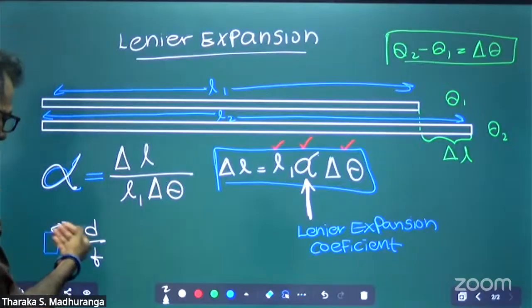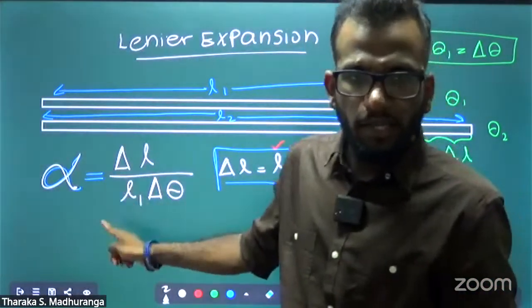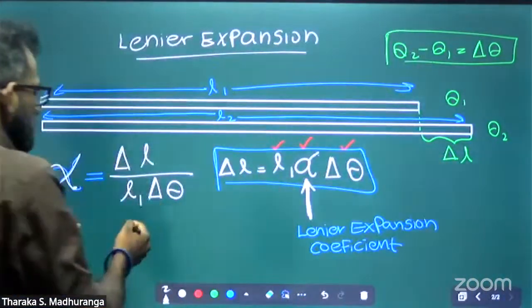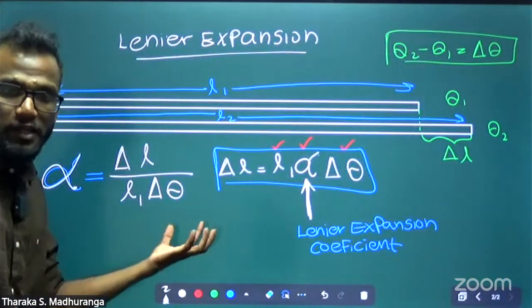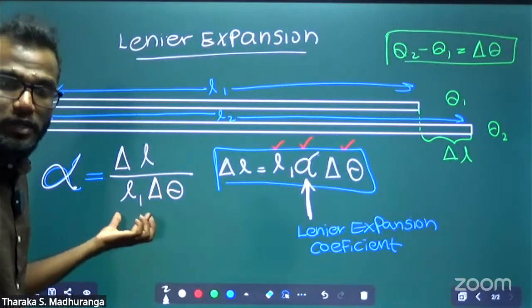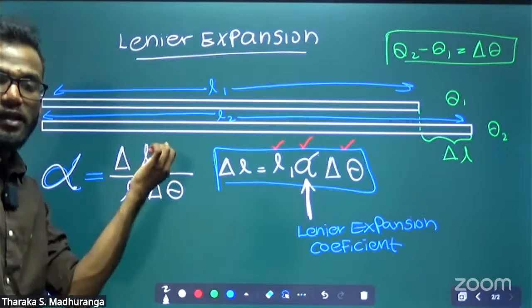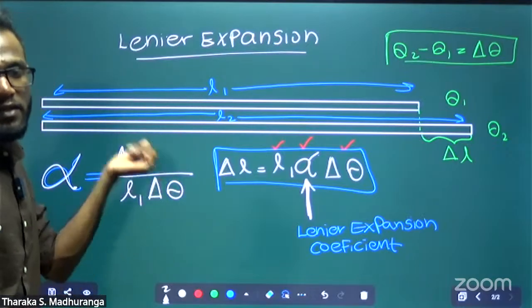Okay, then how do we define the linear expansion coefficient? The linear expansion coefficient is the increase in length, delta L, when the temperature of a unit length of any matter is increased by 1 degree. That we call alpha.